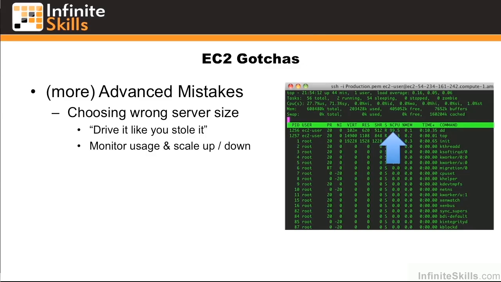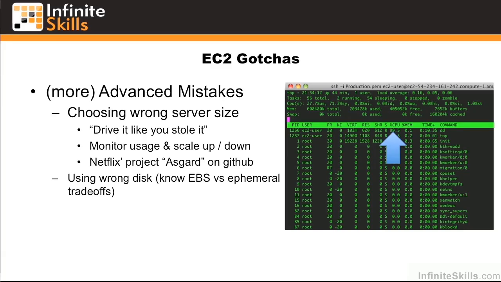If you got a large and you're only using 20% of the CPU, consider getting a smaller machine and making higher use of its CPU. There's a Netflix project called Asgard on GitHub, which can help with this. Using the wrong disk is also something that's going to come and bite you. Make sure that you understand and use EBS versus ephemeral, and you use each correctly.